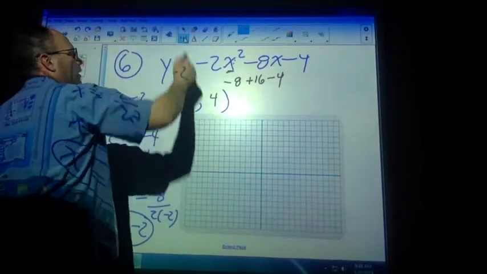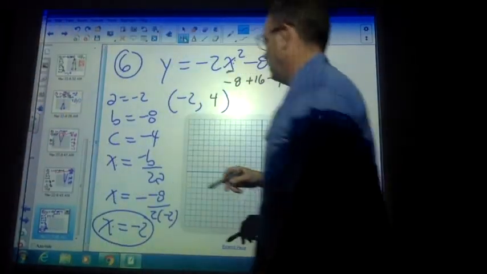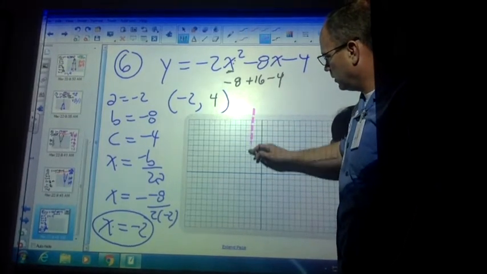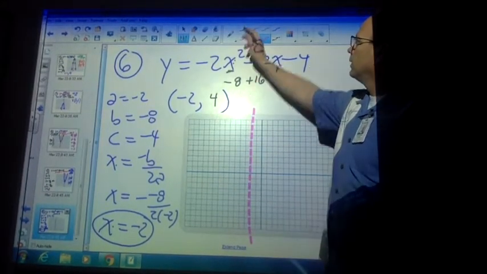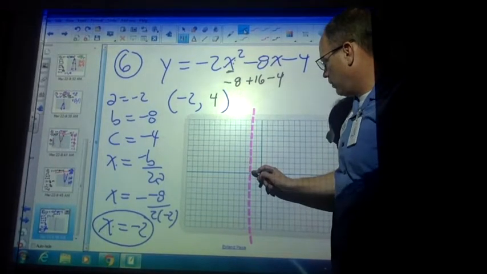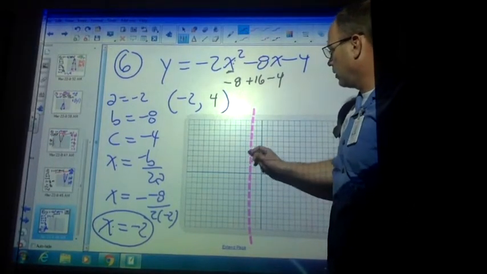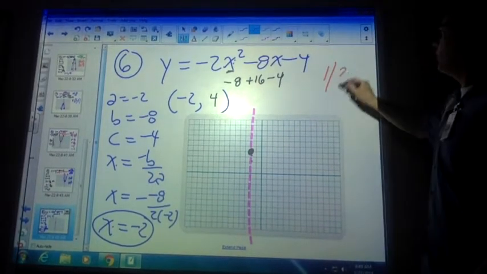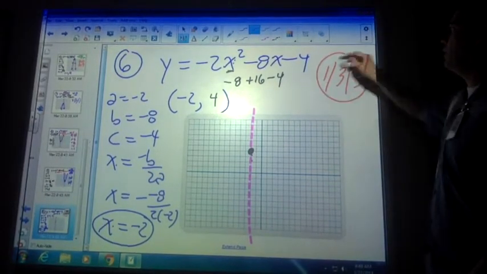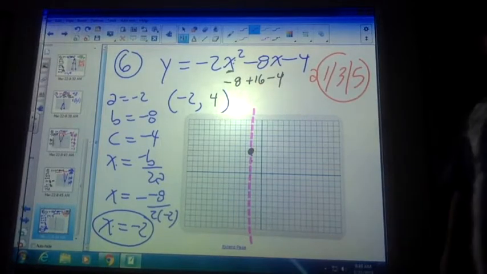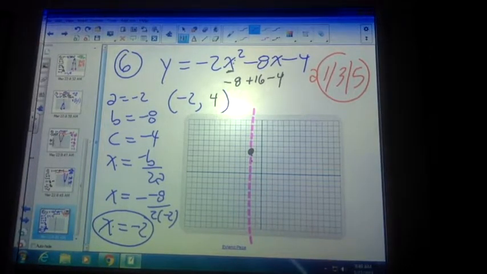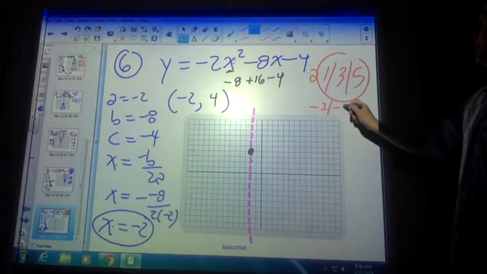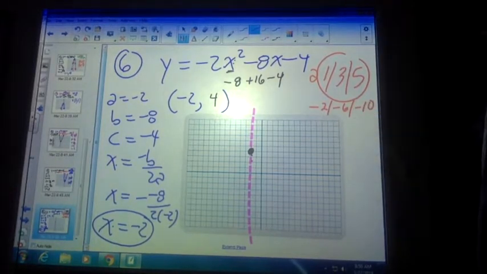All right. Axis of symmetry is what? -2, right? -2, 4. 1, 2, 3, 4. Opens down. Does the 1, 3, 5 pattern graphing work on this one? No, why not? There's a -2, so that's -2, -6, -10.